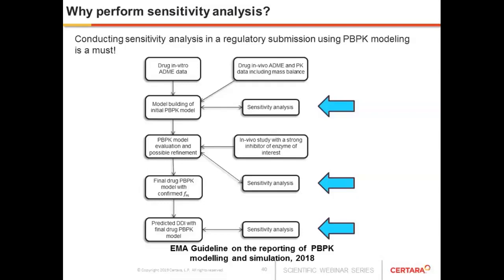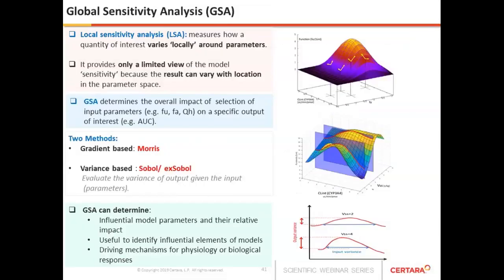So in version 18 of Simcyp, we had only the local sensitivity analysis tool. So we have introduced a global sensitivity analysis tool. So what is the difference between the two? With local sensitivity analysis, as you see in this top figure, the local sensitivity measures only how a quantity of interest or parameter varies locally around the selected parameter space. Because of that, it provides only a limited view of the model sensitivity, because the result can vary with location in the parameter space.